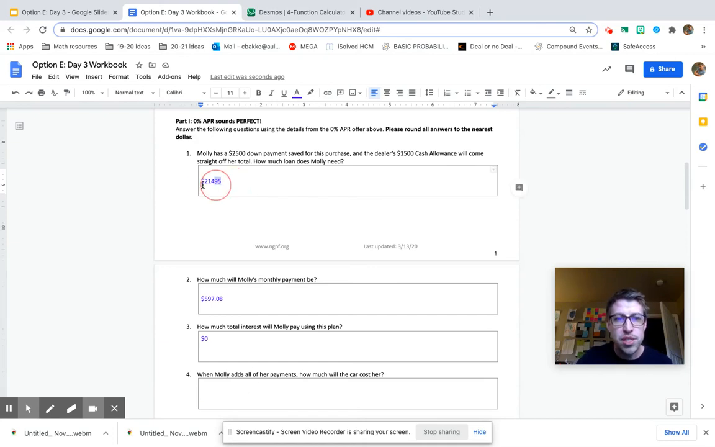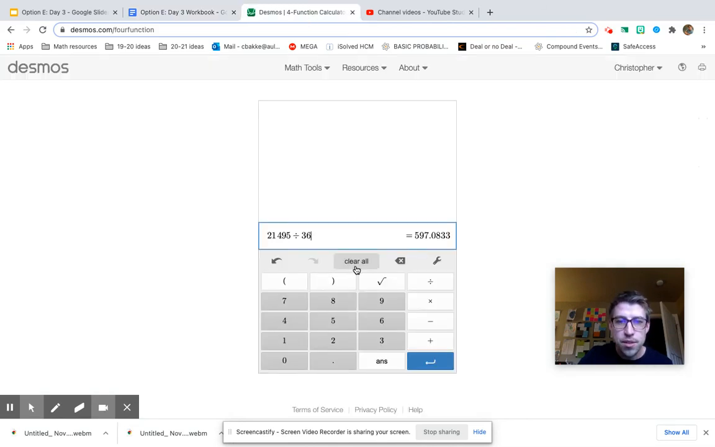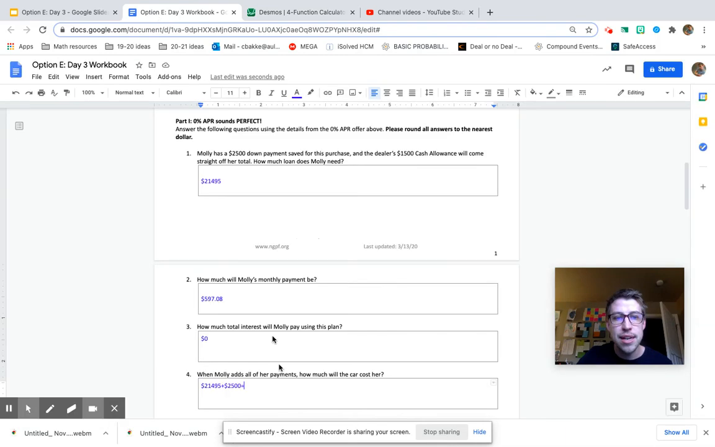Well, the car will cost her the price right there, plus the down payment, because both that already came out of her bank account. So the total cost of her car is going to be $21,495 plus that down payment back. So if we do $21,495 plus the down payment back, she only had to pay $23,995 because there was 0% interest.